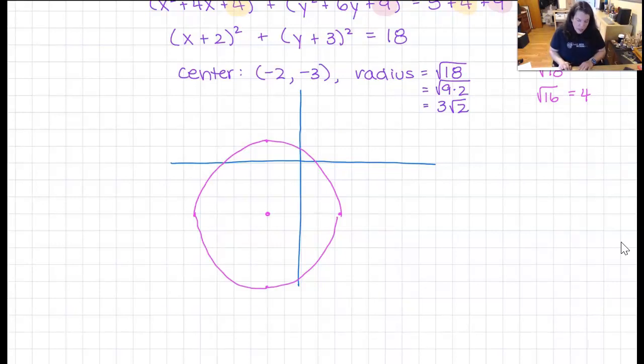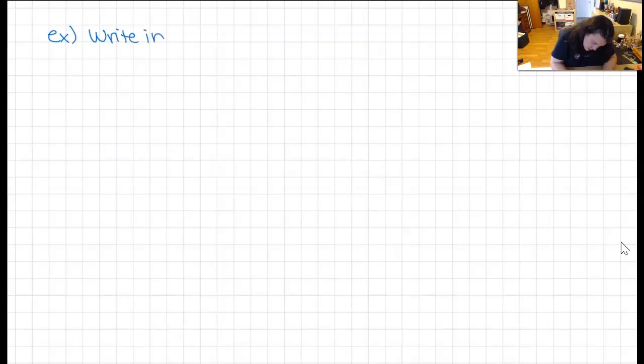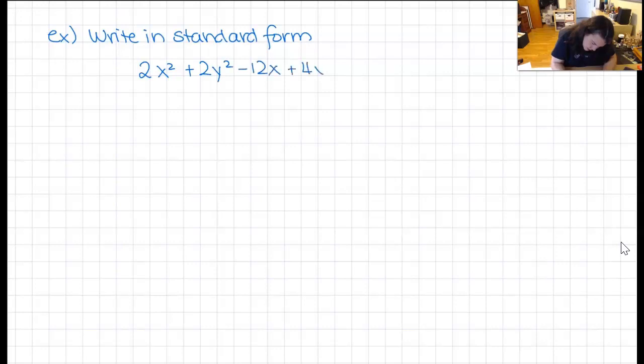All right, so let's just do one more of those. I'm going to give you guys one to try that's kind of like this last one, and then we'll do it together. We'll just write it in the standard form, so we won't bother with graphing. So write in standard form 2x squared plus 2y squared minus 12x plus 4y plus 3 equals 0. Find the center and the radius.